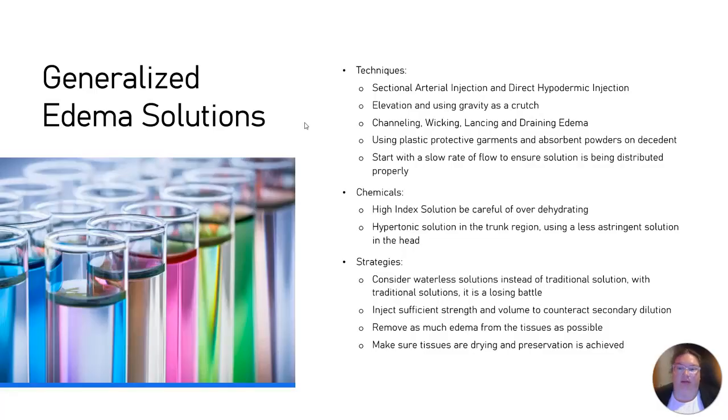So a couple of solutions that we can go through. Some techniques are sectional arterial injections, elevation, use the gravity to work with you, protective garments, absorbent powder, start with a slow rate of flow, and make sure you have a good distribution. So some chemicals, use a high index solution, but be careful not to go too high because you don't want to over dehydrate. Some strategies, maybe consider a waterless solution with the edema.